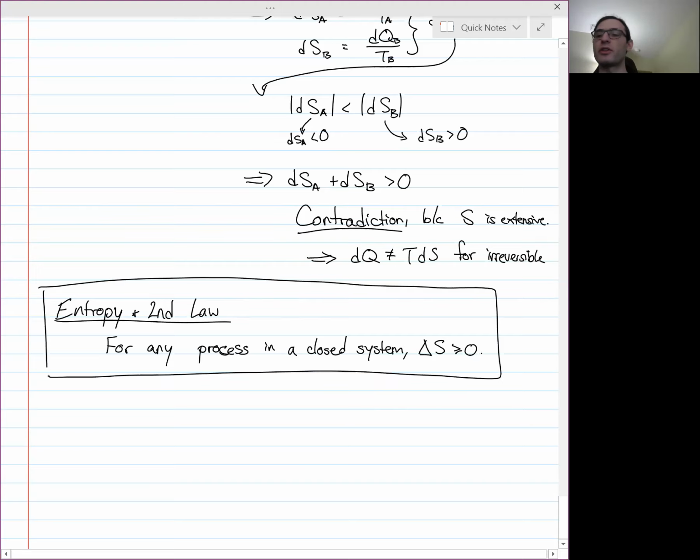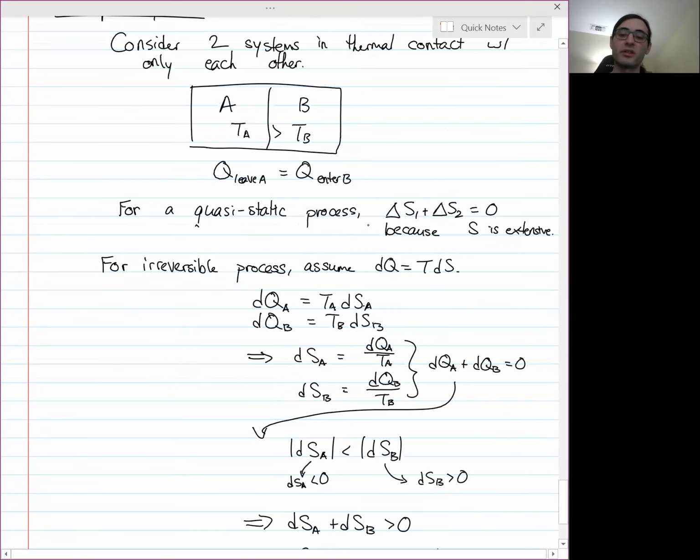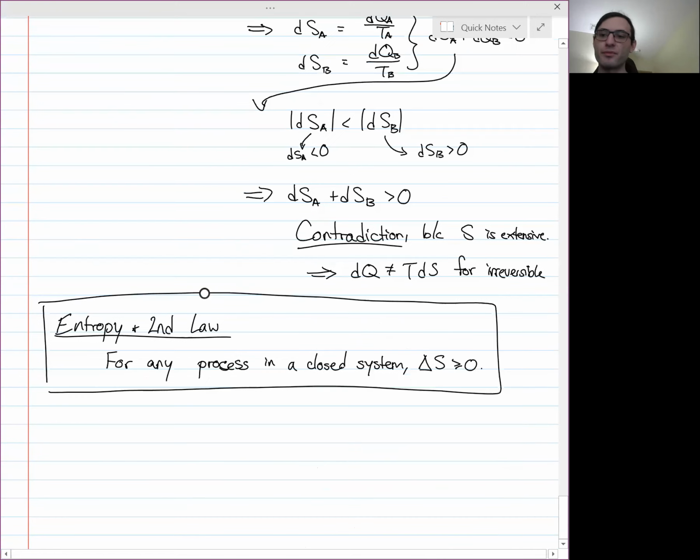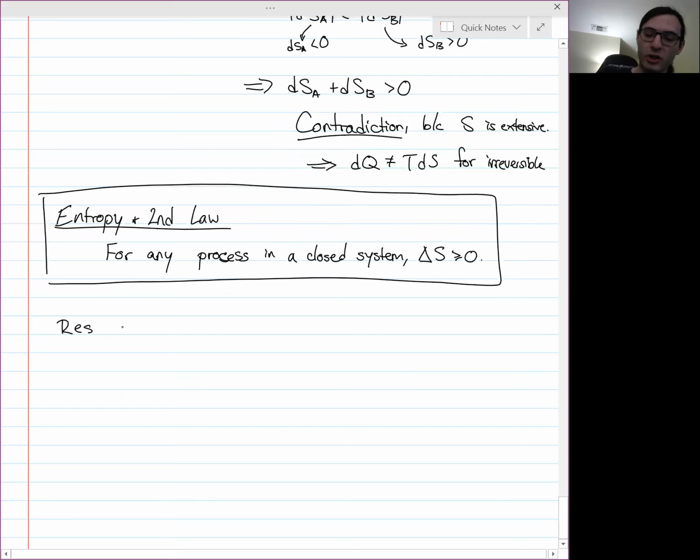And the reason why we say greater than or equal to is we showed that for a quasi-static process, the change in entropy is just equal to 0, just because S is extensive. And we showed that for an irreversible process, the change in entropy has to be greater than 0. So one way of phrasing the second law of thermodynamics is just that the change in entropy of a closed system over time, when there's any process, either stays the same, i.e. the change in entropy is 0, or it increases with time. So a result from this, a useful application, is we can talk about efficiency in a different way.